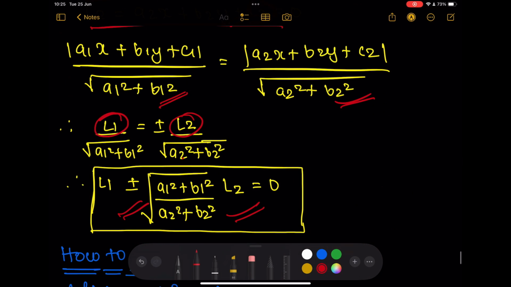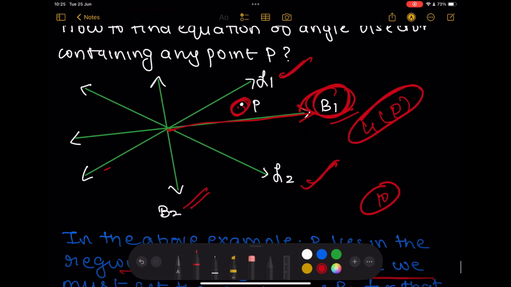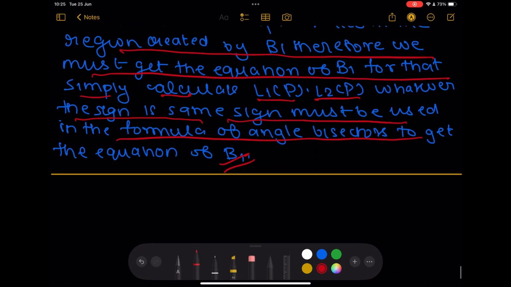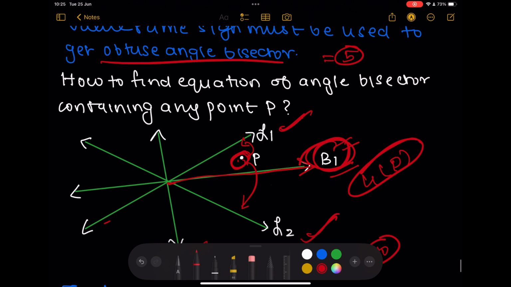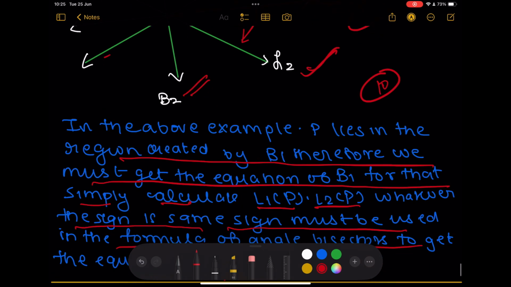In this formula, we had this formula for angle bisectors. You use the same sign here, you will get the equation of the required angle bisector. In this case, you will get the equation of B1. If suppose say I am substituting point P in L1, I am substituting point P in L2, and the product of L1 of P and L2 of P is positive, if I use positive in the above formula, I will get the equation of B1, which is basically the required equation, because B1 is the angle bisector containing the point P, right?